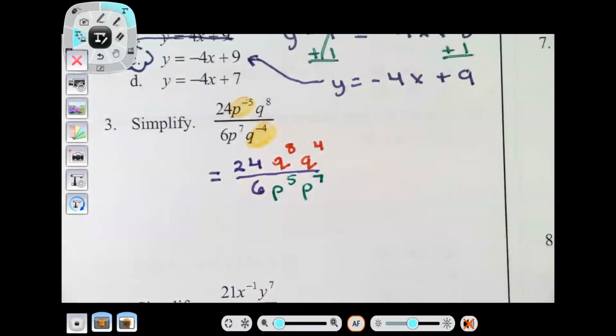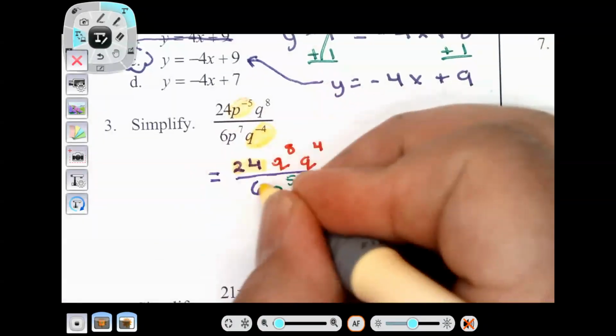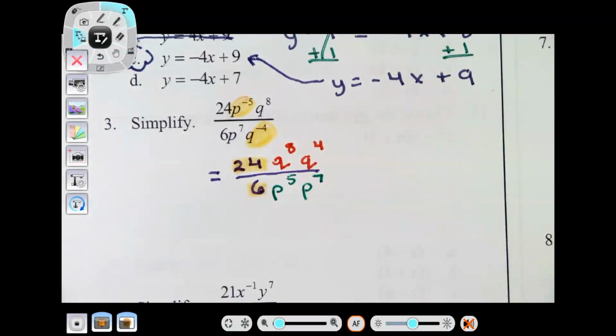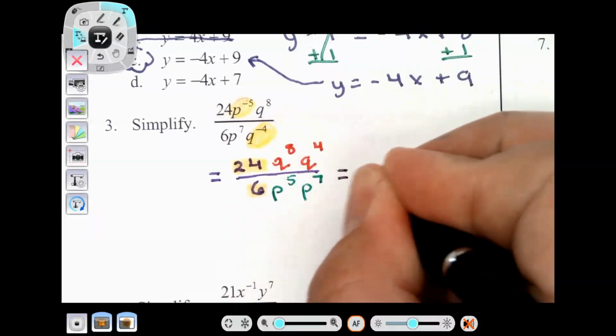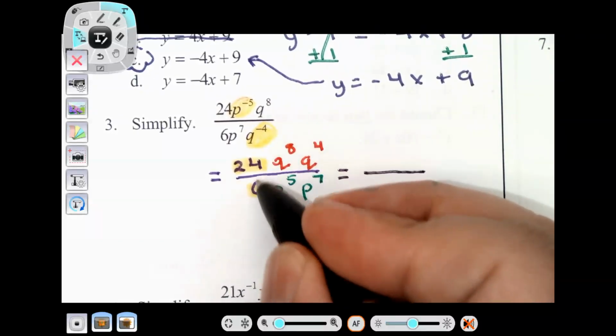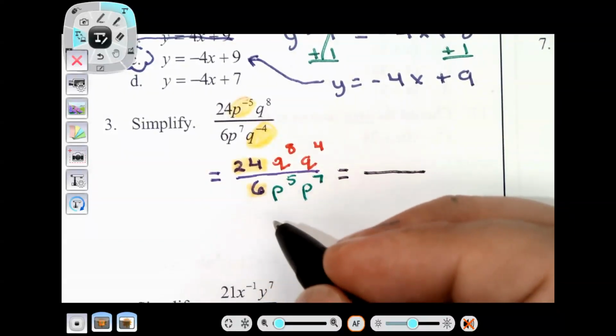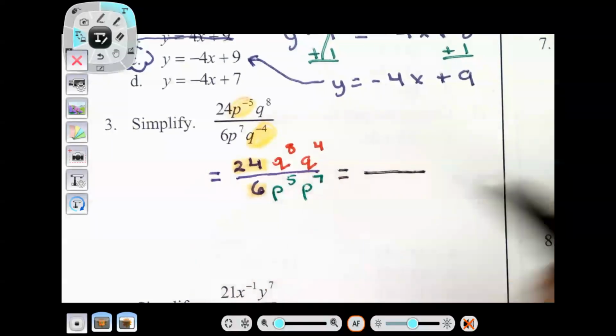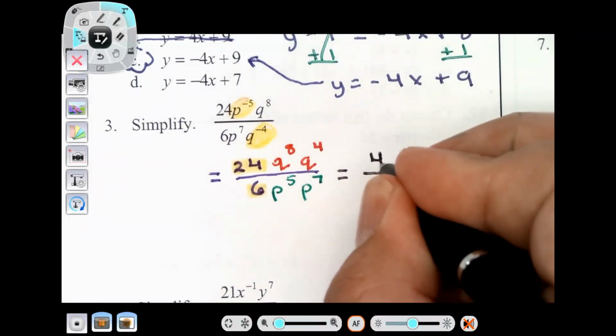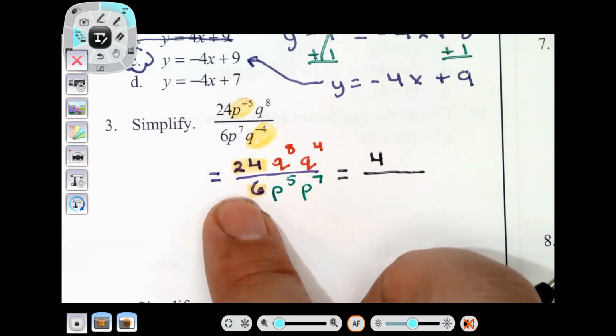So now I'm going to do this problem very carefully. I'm going to handle my numbers first. Remember, a fraction stands for division. So I am going to write my fraction line. And 24 divided by 6, or use your ABC button. 24 divided by 6 is just 4. And I write it on top because that's where my bigger number is.